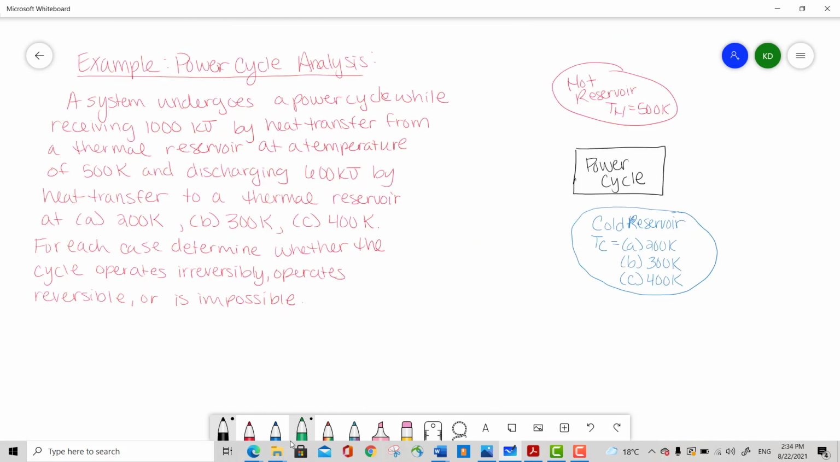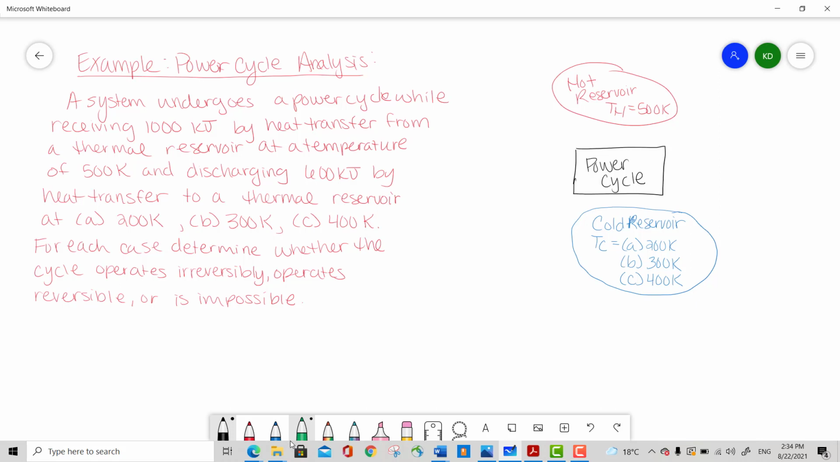Okay, so let's work a really easy problem. This entire problem will be one step in the examples that I work after you watch these videos. So, power cycle analysis. A system undergoes a power cycle while receiving 1,000 kilojoules by heat transfer from a thermal reservoir at a temperature of 500 Kelvin and discharging 600 kilojoules by heat transfer to a thermal reservoir at A, 200 Kelvin, B, 300 Kelvin, C, 400 Kelvin. For each case, determine whether the cycle operates irreversibly, operates reversibly, or it is impossible.